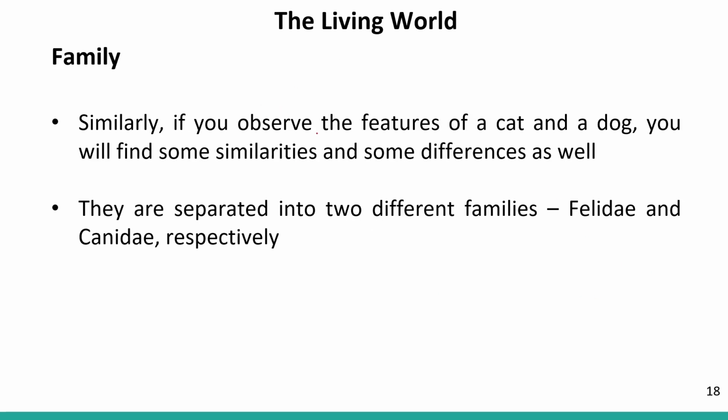Similarly, if you observe the features of cat and dog, you will find some similarities and some differences as well. So they are separated into two different families, Felidae and Canidae. Felidae comprises cats, and Canidae comprises dogs. Here the families are different, they don't share many common characteristics. So one family, Felidae, is different from another family, Canidae.